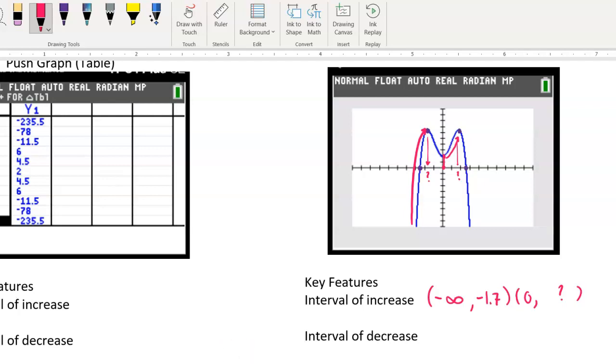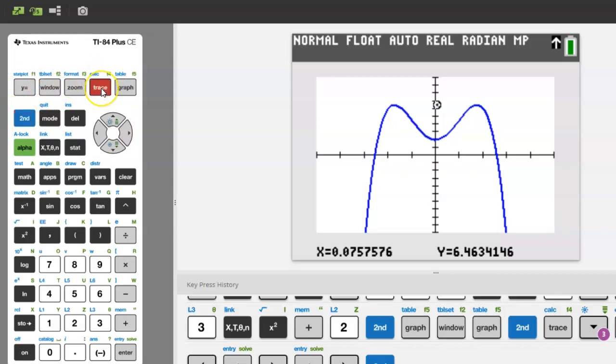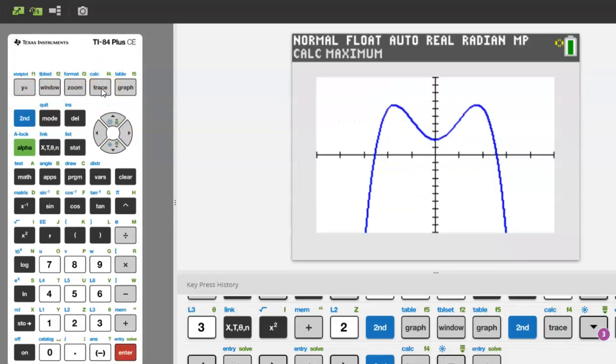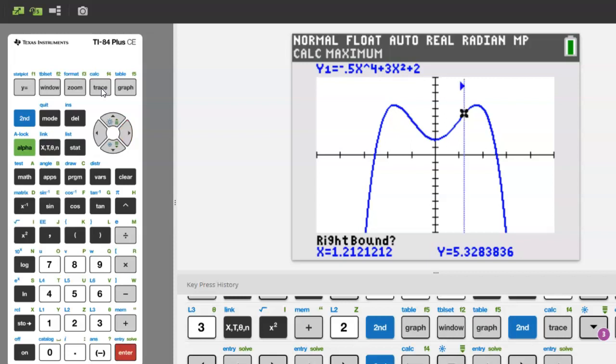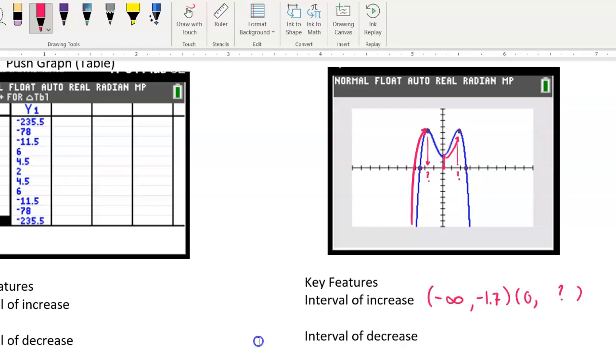All right, now let's find the other spot where it's increasing. So we're going to go through that process again. You can't just move the cursor over. It doesn't work that way. You have to do second, trace again, go down to where it says maximum, move this anywhere to the left of that maximum point, hit enter, move it to the right of that maximum point, hit enter again, and then one more time, and it puts it at the top there. And so the x value this time is a positive 1.7. So those are the intervals where it's increasing.